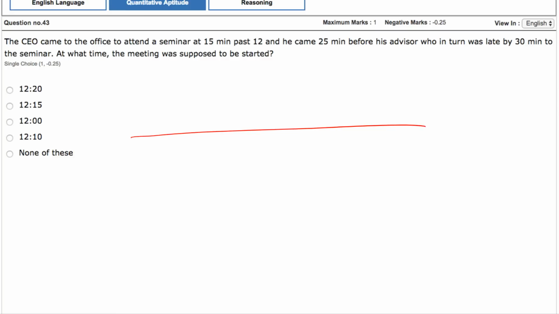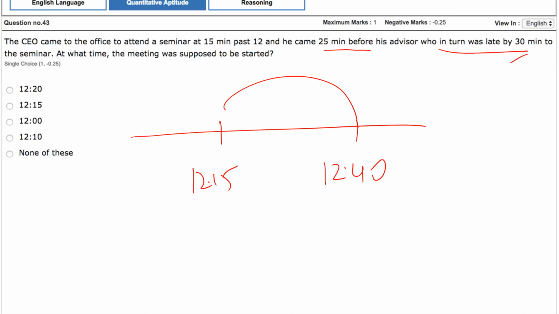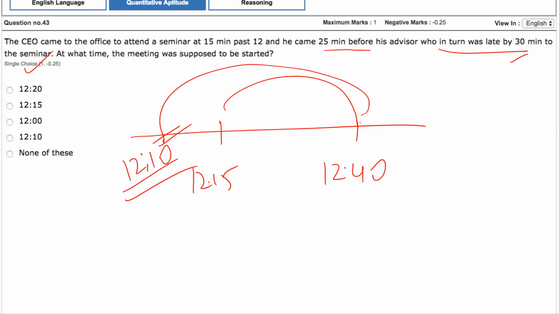The CEO came to a seminar at 15 past 12, so he came at 12:15, and he came 25 minutes before his advisor. That means his advisor came at 12:40, who in turn was late by 30 minutes. So the actual time when it should have started was 12:10. As simple as that. At what time was the meeting supposed to start? 12:10. Okay, again this was a sitter.